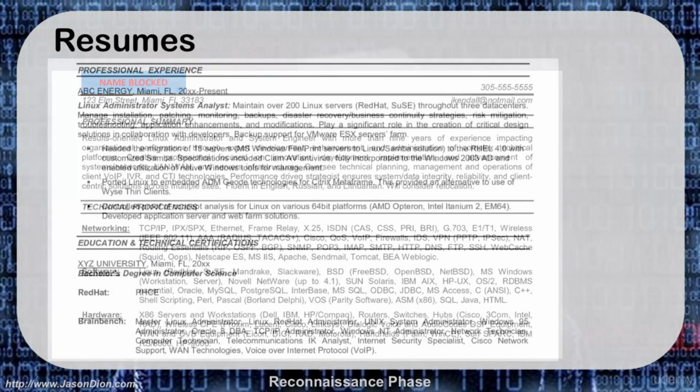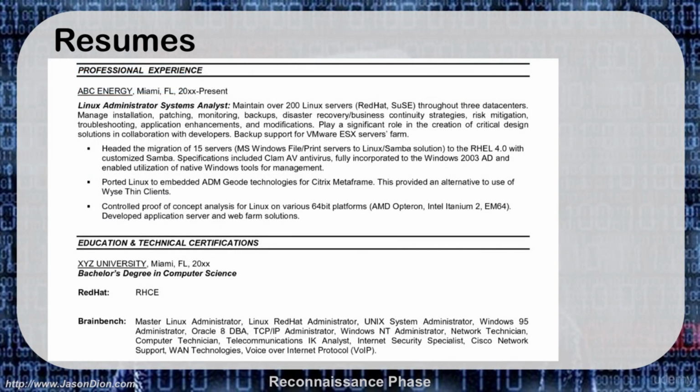But when I get to the second page of his resume, I can see that he has his professional experience and educational and training. In this case, I can see that ABC Energy Company that he worked at hired him as a Linux system administrator. He had over 200 Linux systems. He had Red Hat and SUSE Linux. That's going to help me narrow down my scope of exploitation. Additionally, they use VMware. So that tells me that they're using virtualized environments.